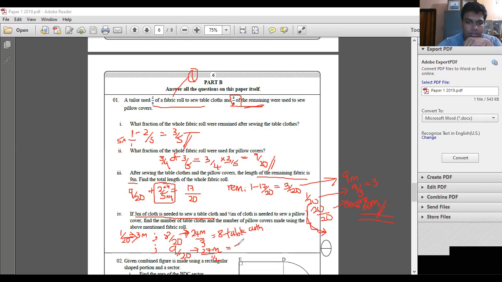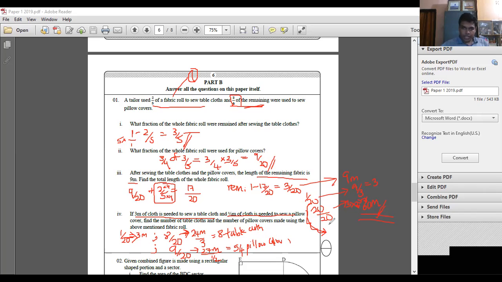No, wait. 27 divided by 0.5, yes, correct. That will give you 54 pillow covers, because half a meter of cloth is needed to sew a pillow cover. So they can make 54 pillow covers.